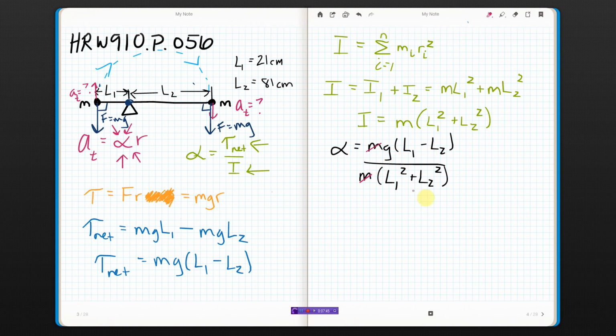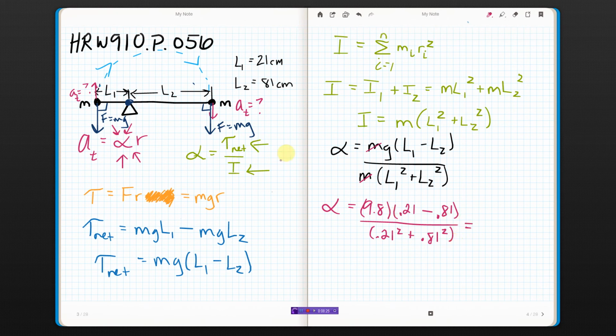All right. I have all of these numbers, so I can go ahead and find this. G is 9.8 meters per second squared. L1 is 21 centimeters, which I'm going to put in meters. Minus L2, which is 81 centimeters, put that into meters. Then the denominator: L1 is 21 centimeters, got to square it. Plus L2, got to square it. I throw all that in my calculator, and I will get a negative number. That's okay. I'll talk about that in a second.